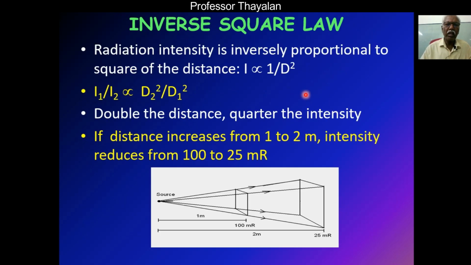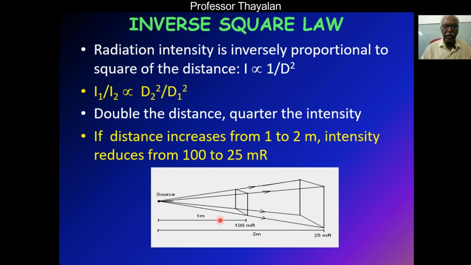Radiation obeys the inverse square law. That means the radiation intensity is inversely proportional to the square of the distance. Intensity is proportional to 1 by d square. As the distance increases, the radiation intensity decreases. Suppose you take 2 points, D1 with corresponding intensity I1, and D2 with corresponding intensity I2. The relation can be put as follows: I1 by I2 is proportional to D2 square by D1 square. Double the distance means quarter the intensity value. If the distance increases from 1 to 2 meters, intensity reduces from 100 to 25 milliroentgen.